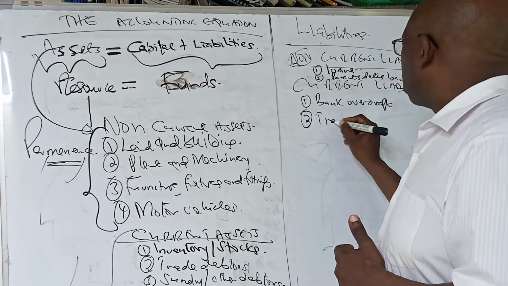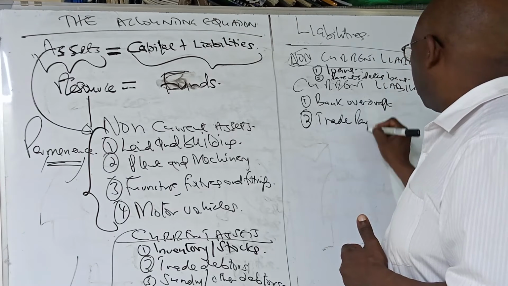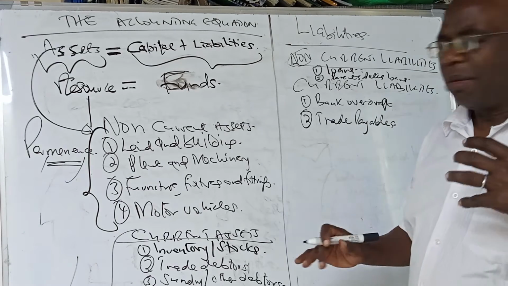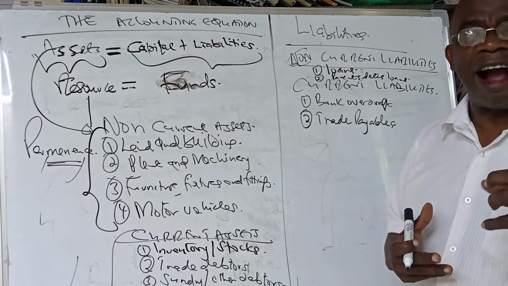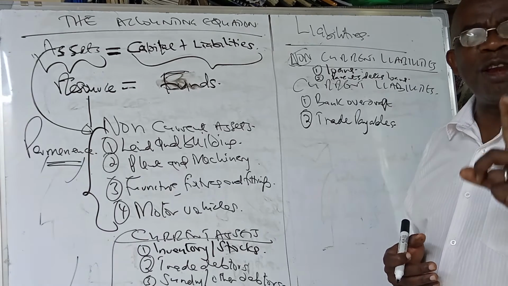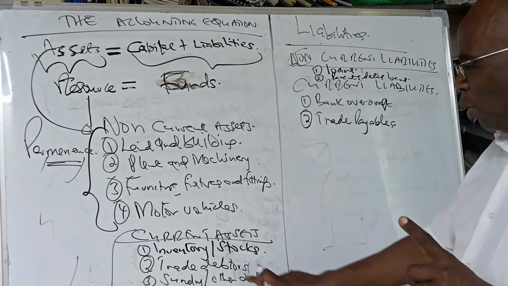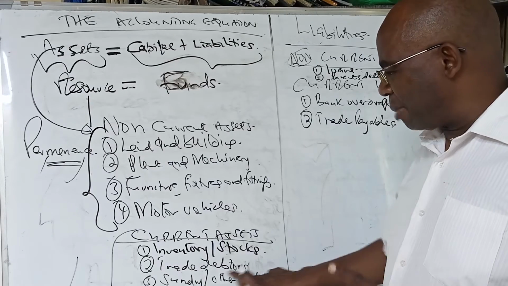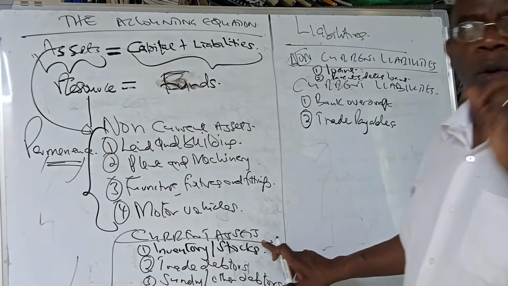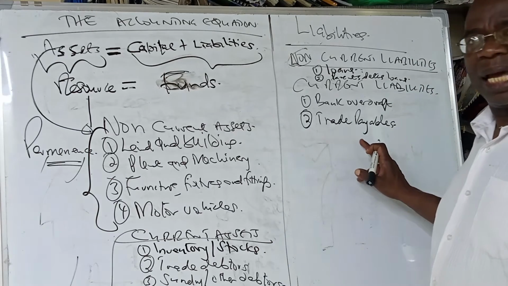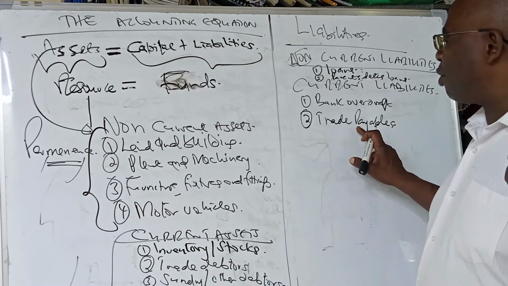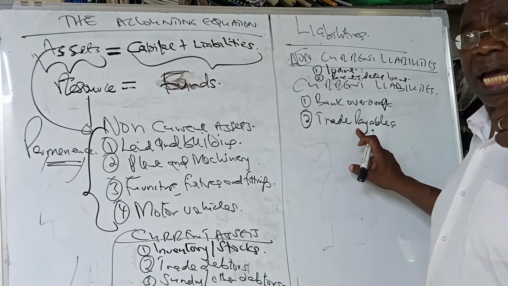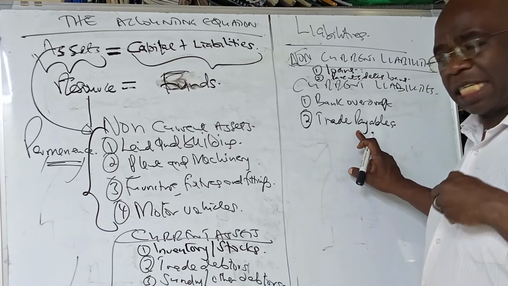Then we talk about trade payables. Now, trade payables are liabilities that we incur when we buy inventory on credit. When we sell inventory on credit, we call the people who owe us money trade debtors. When we buy as a business, we buy from suppliers who we do not pay immediately. We owe the suppliers, the people who sell goods to us.